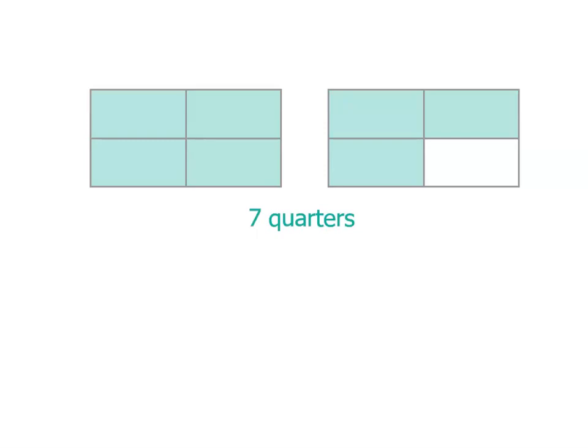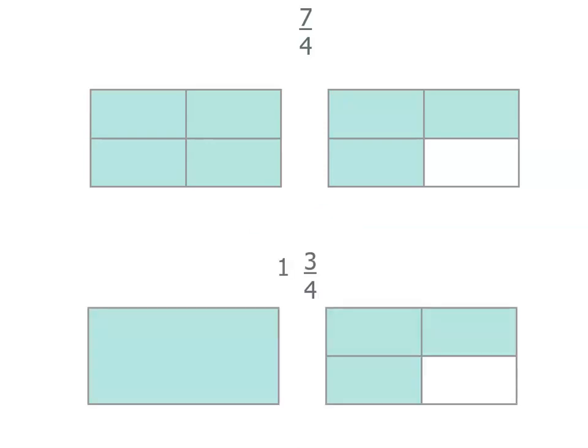And if we want to write that as an improper fraction, the denominator is 4 because we've got quarters and the numerator is 7. And it's improper because the numerator is bigger than the denominator. Now you can see here, if we compare them, we take up exactly the same amount. 7/4 is the same as 1 3/4, but we just label it differently.